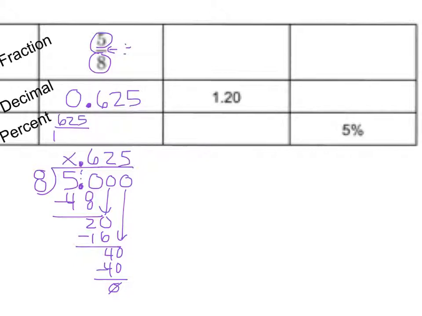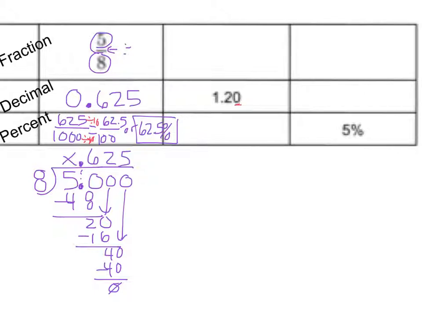Now, we know that that would be 625 in the thousandths place. So if we wanted to get it into hundredths, we can divide by 10, divide by 10. So my final answer is going to be 62.5 per 100, which gives us 62.5%.